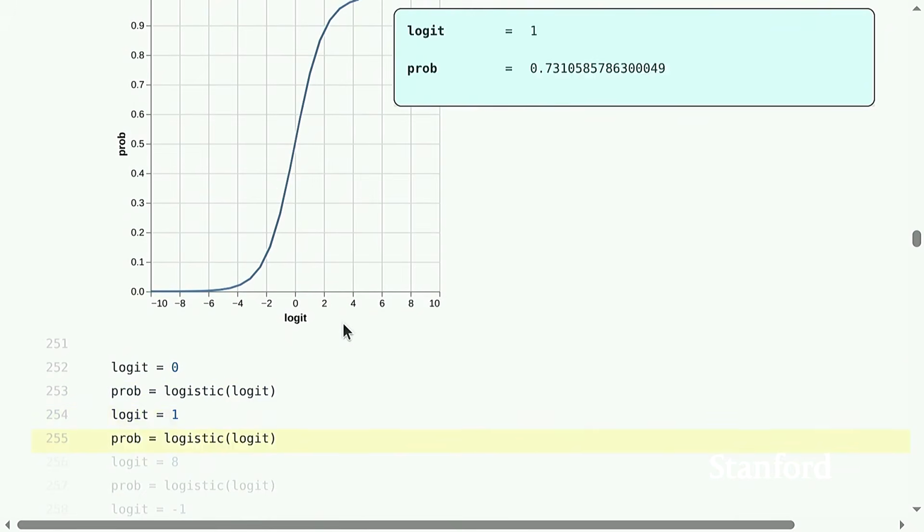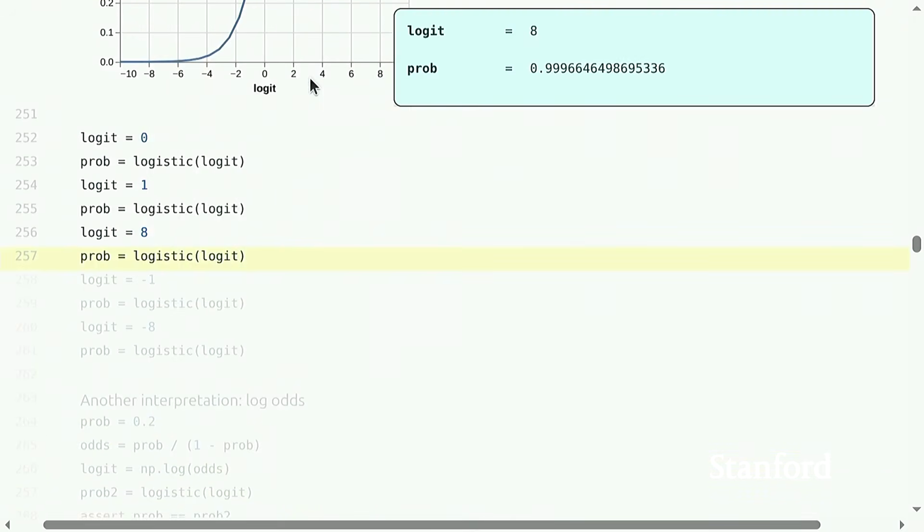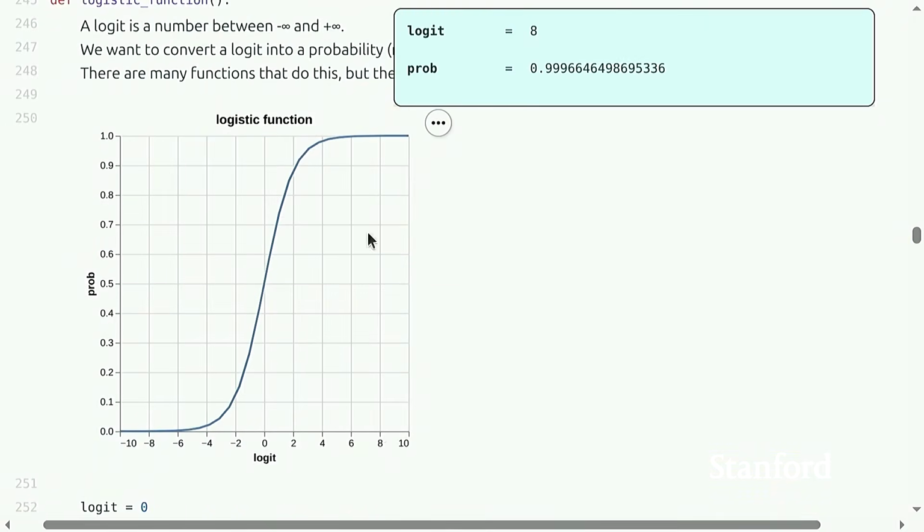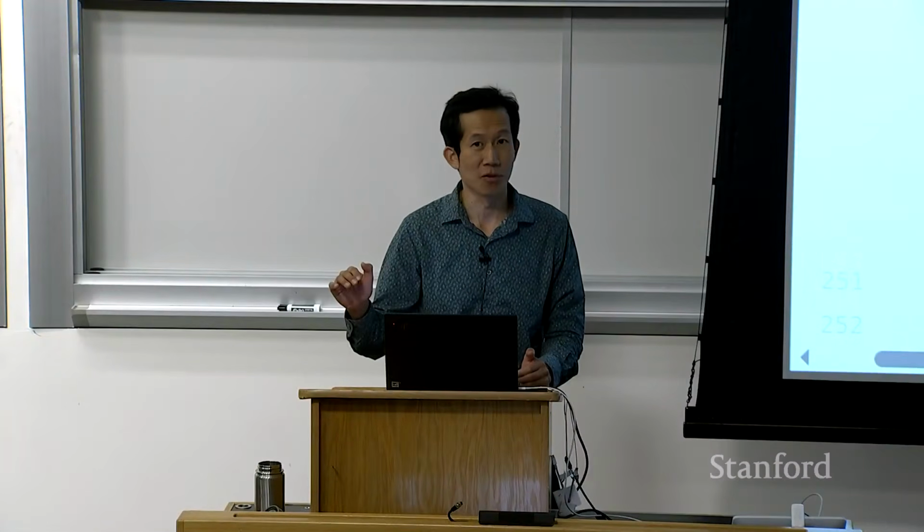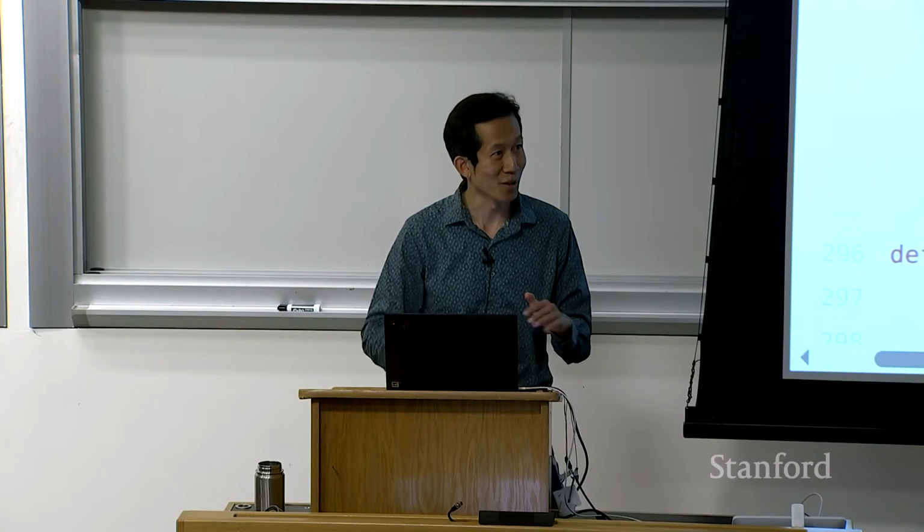So if I put in 1, I get 0.73. So that's like here. If I put in 8, then I get 0.999. So you can see that the logit doesn't have to be very big for the probability to be very, very close to 1. And this is because I have this exponential. Whenever you see exponentials, you just think like crazy stuff happens. So I'm going to get very close to 1 as a result of that.